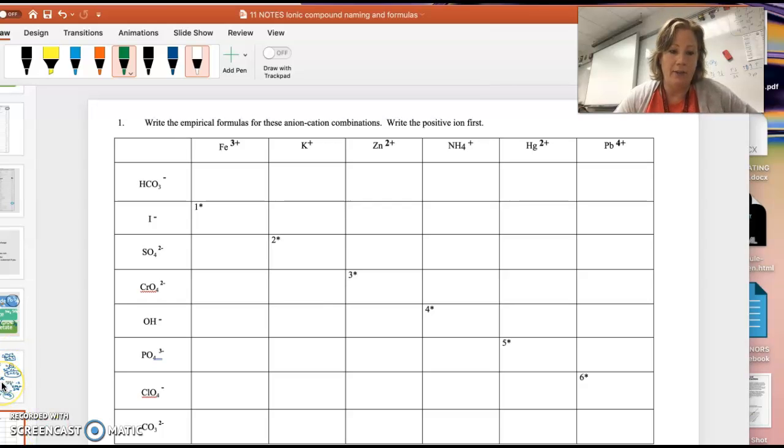Here's a worksheet that you guys are going to be doing. I want to just show you how it works. Like here, I would match these 2, but put the cation first. And I would need 2 of these to balance charge.